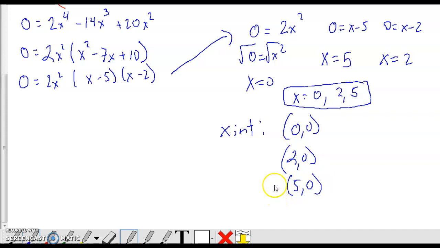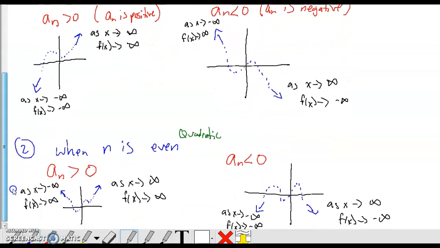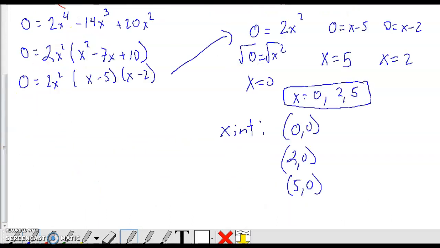Now, one thing to think about when we're solving all the zeros: what's the point of all this, right? If we come back to the first thing that we talked about, which was our end behavior, talking about when n is odd or when n is even, what do our graphs kind of look like? Basically, what we want to know is where is it going to cross our x-axis and what do the end behaviors look like? So if I think about this problem right here, make a quick little sketch.